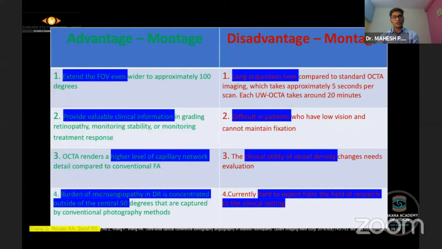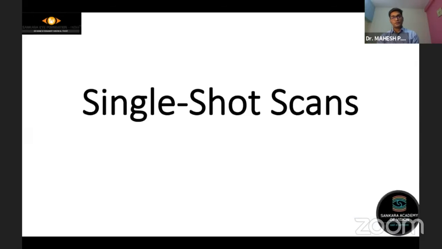The advantages of montage are extended field of view, valuable clinical information, and a higher level of capillary network detail, which is important to image beyond 50 degrees. But the disadvantage is longer acquisition time, and it is difficult in patients with poor fixation. The clinical utility of vessel density is still not evaluated. It is hard to export the field of research into clinical settings.